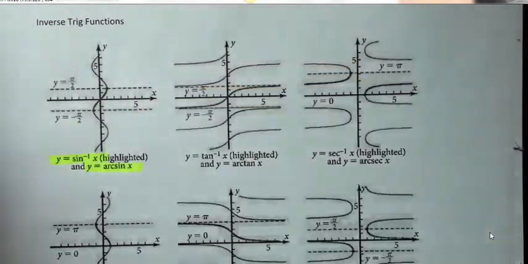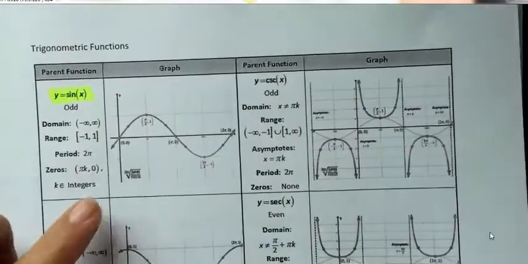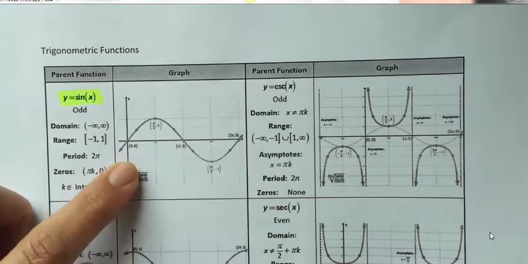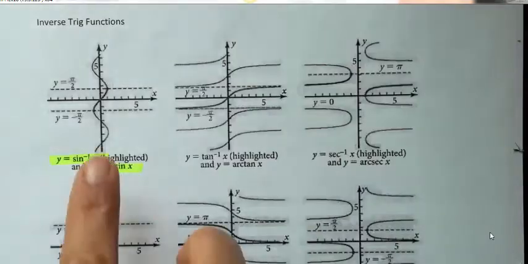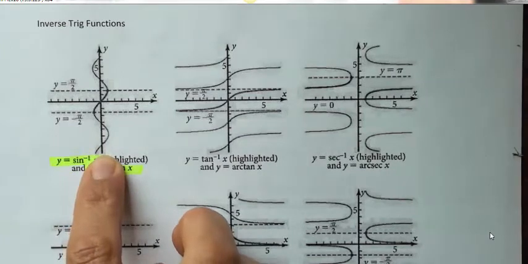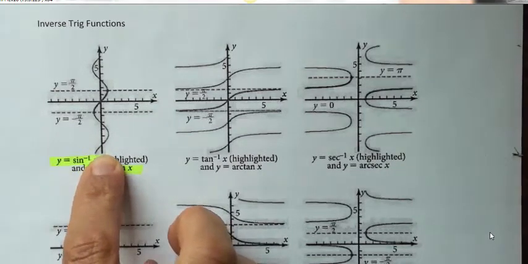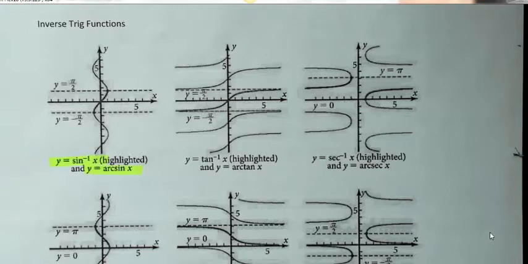So what we have to do is restrict our domain and our range on our parent graph, or this original trig function, in order to make our inverse trig graph an actual function. We call this the principal branch. So I'm going to highlight for you the principal branch.